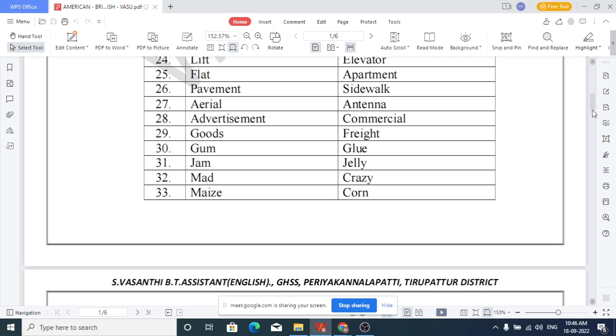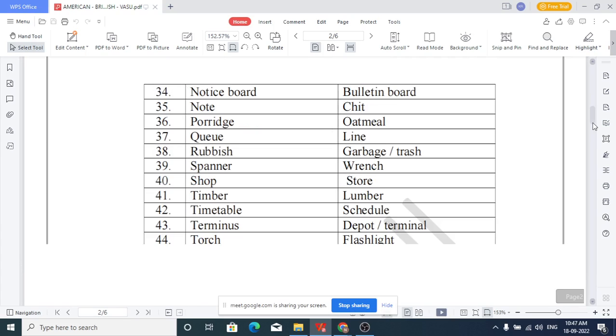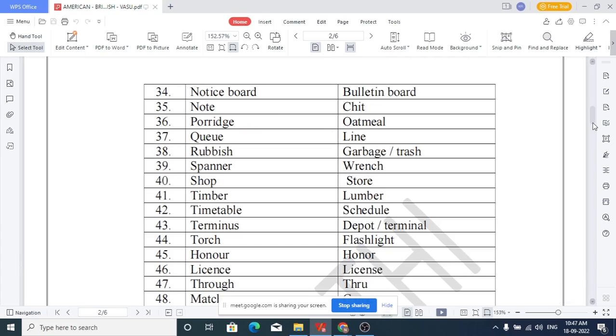Advertisement, commercial, goods, freight, gum, glue, jam, jelly, mad, crazy, maize, corn. So we know both the American style as well as the British style, because we came out of the British colony, and then we are moving towards America. So we know both the words. Next, for now you can continue.